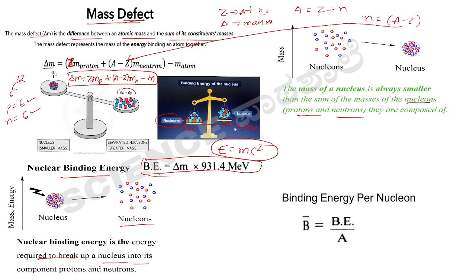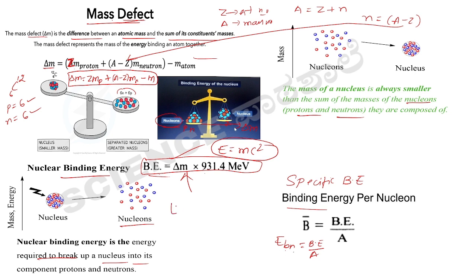Clear? We have to remember this formula. It is very important while solving numericals. You have to remember this formula and this formula. And finally, we come to the specific binding energy, or binding energy per nucleon, that is B dash, or there is one more name for that, EBN. EBN is equal to BE by A, binding energy per nucleon.